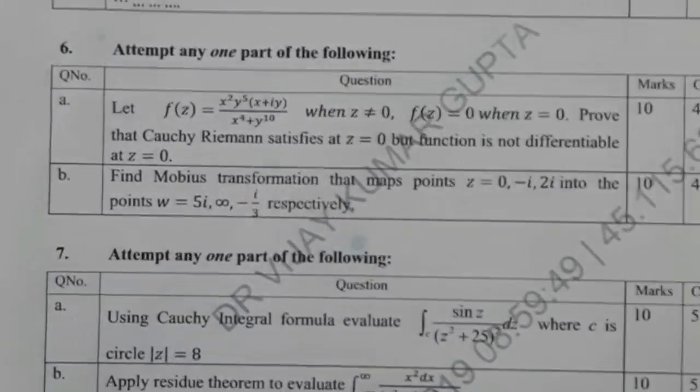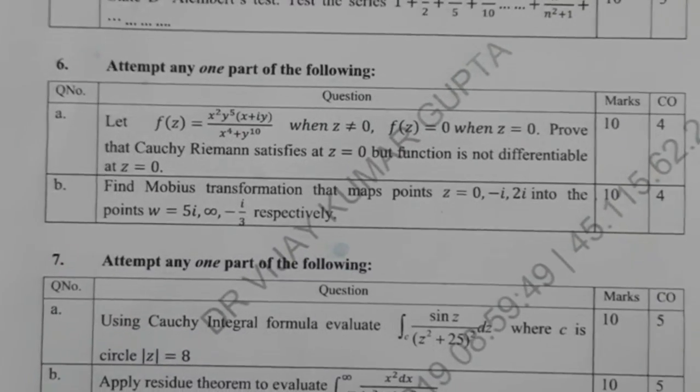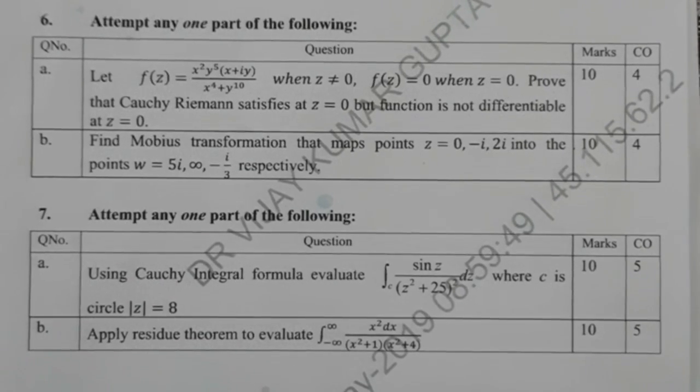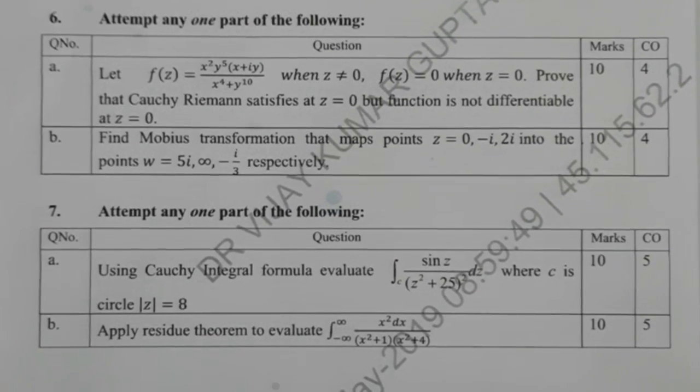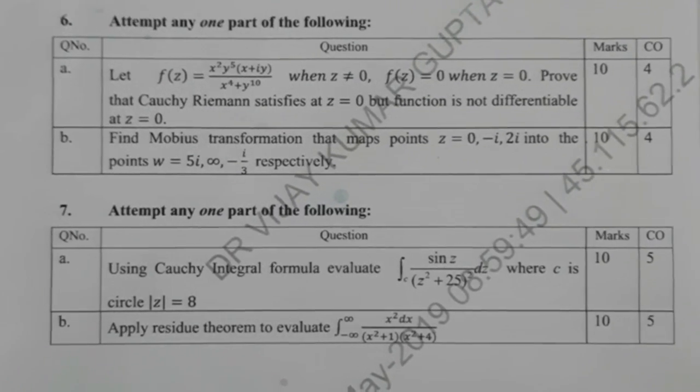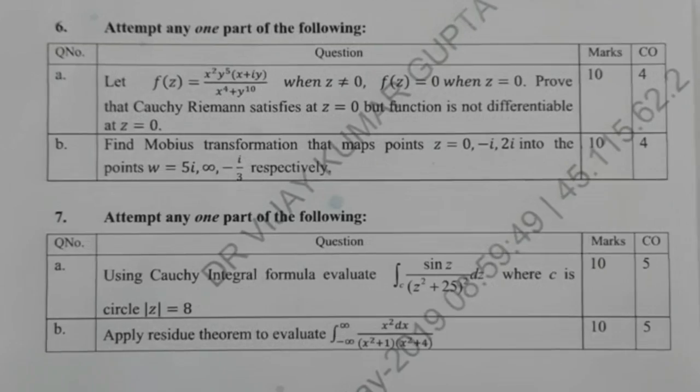right? And now we take the second page of this paper. In this C part, there are 5 questions and each question has 2 parts and we have to attempt only 1 part, and each question is from one module. 5 modules means 5 questions, and each question has 2 parts. We have to attempt only 1 part, right?